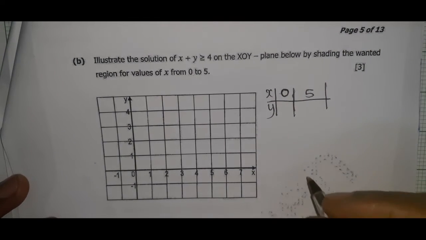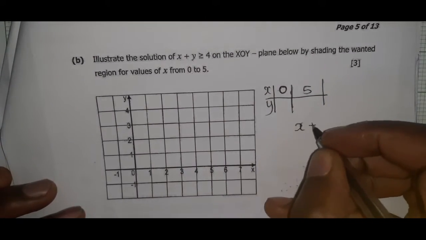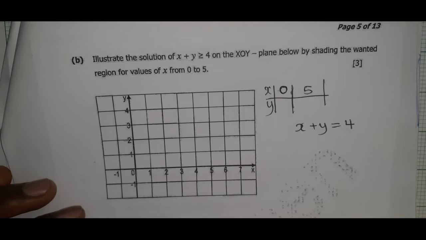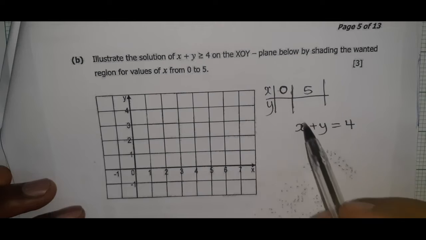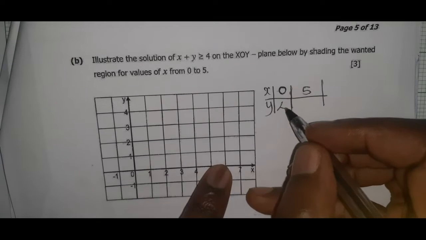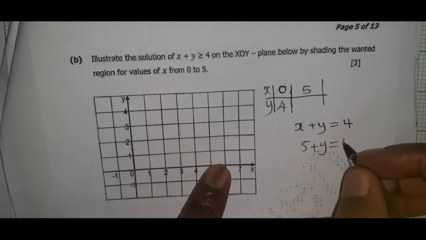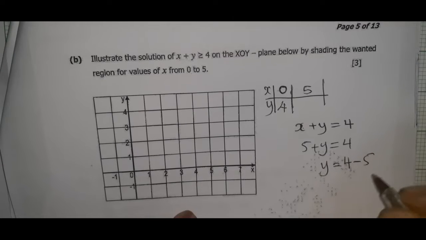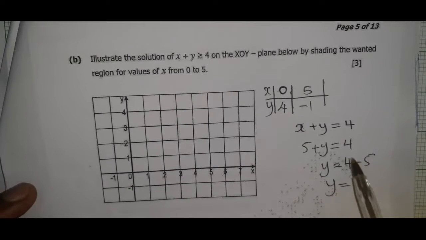Okay. So having done this, then you get this as an equation. You write it down here. x plus y is equals to 4. So we are saying now, when x is equals to 0, what is going to be y? If this is 0, so y will be equals to 4. Then when x is equals to 5, you have 5 here plus y is equals to 4. What is y going to be? So we're going to have 4 minus 5, and then y will be -1.